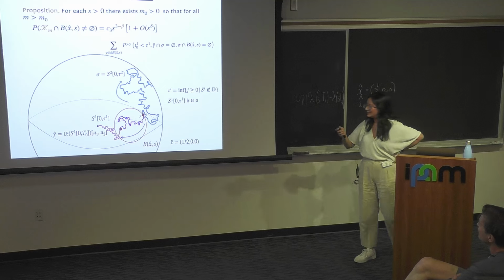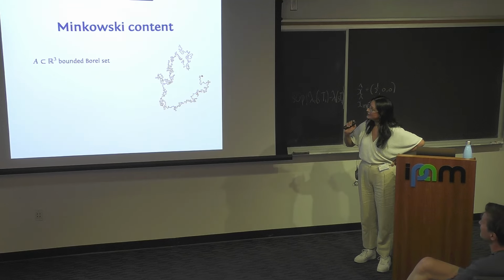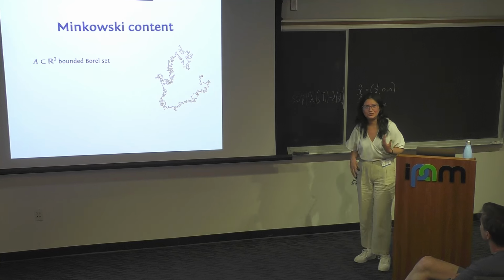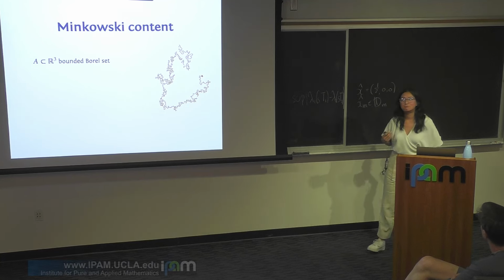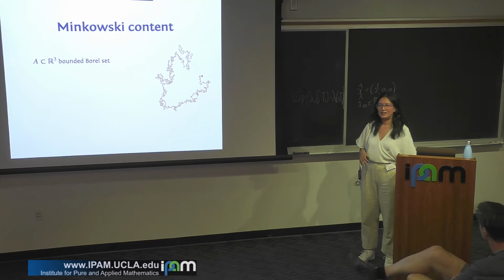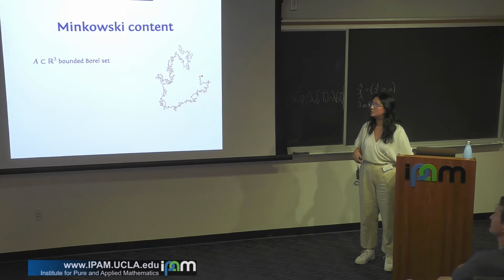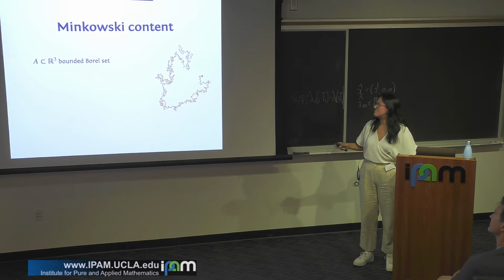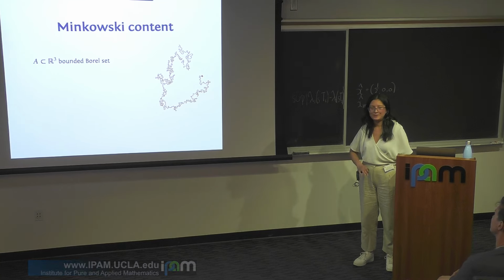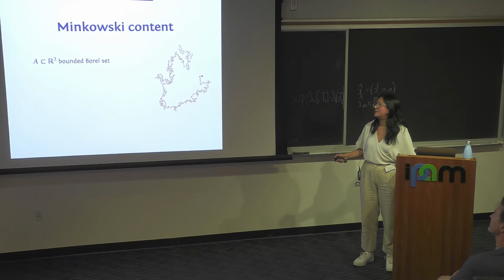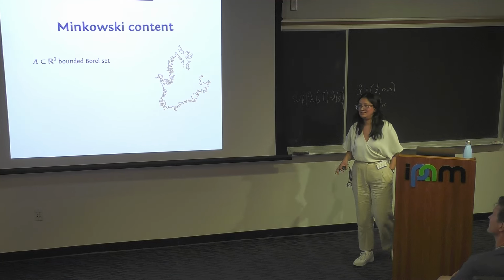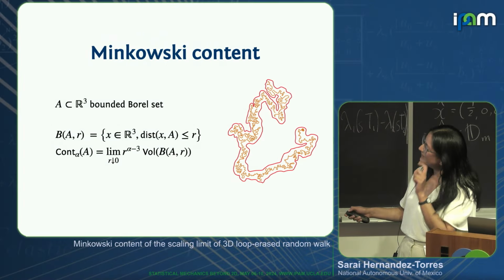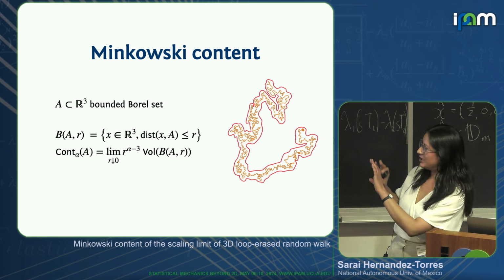the actual estimates. Let me finish talking now about the Minkowski content and how all this work, giving estimates for the 1-point function, actually gives you something nice about the geometry of our curve. The Minkowski content is defined generally for any bounded Borel set. In this case, we're interested in subsets of R3. And it's very simple: you take an enlargement of your set.